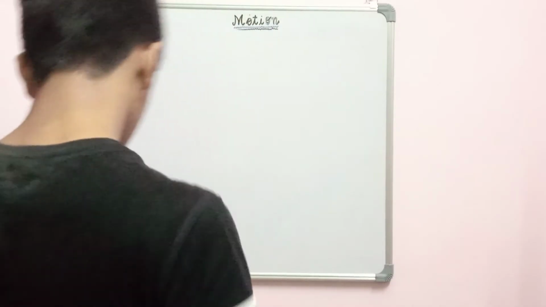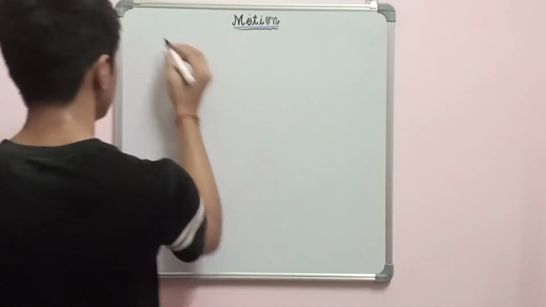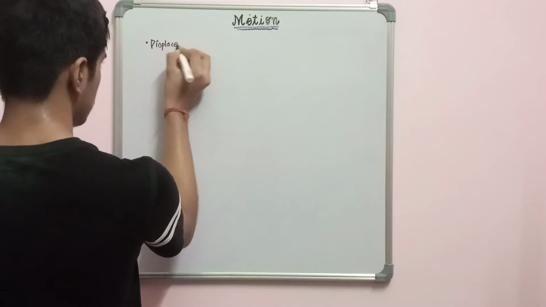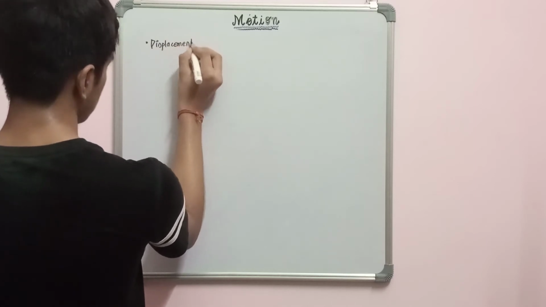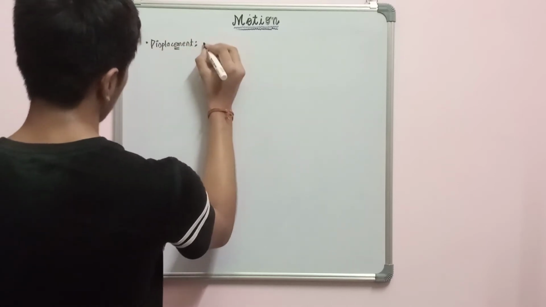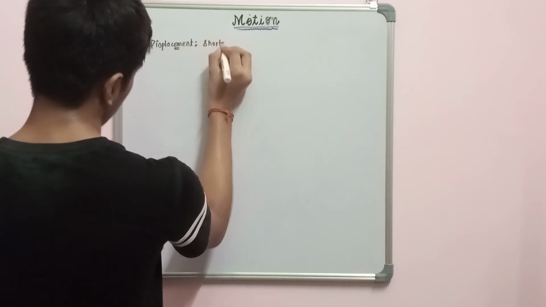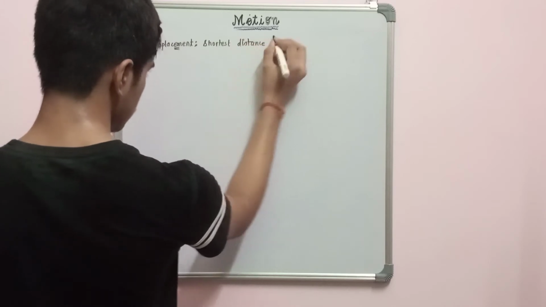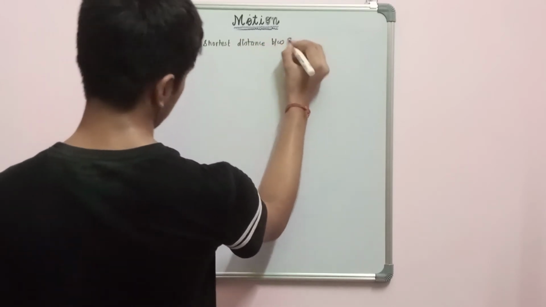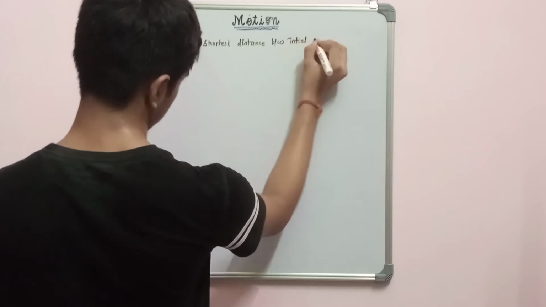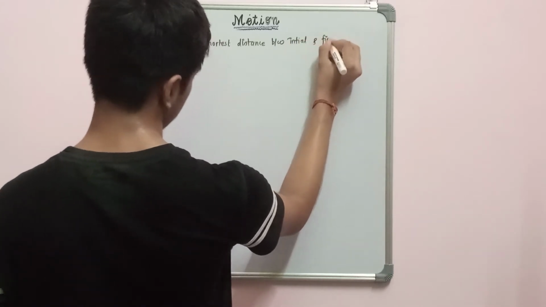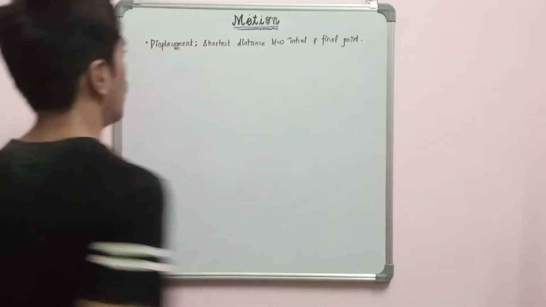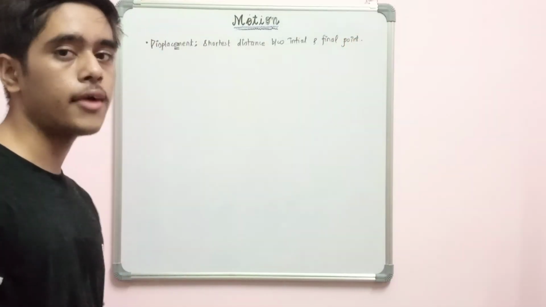Displacement. So what is displacement? Displacement is the shortest distance between initial and final point.